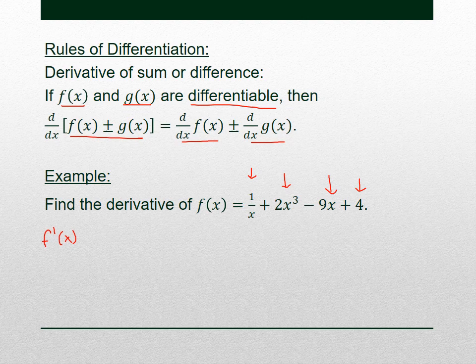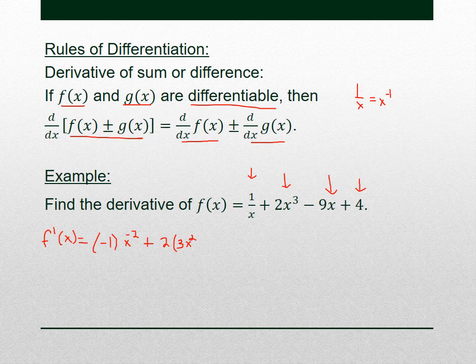So what would the derivative of 1 over x be? Well, 1 over x, you can rewrite as x to the negative 1. So when you take that derivative, you get negative 1 coming down. x to the negative 1 minus 1 is negative 2. So that's the derivative of 1 over x. Plus, and now we've got a 2x cubed, so the 2 comes along for the ride. And then the x cubed, when you take the derivative, you get 3 x to the 3 minus 1, which is 2.